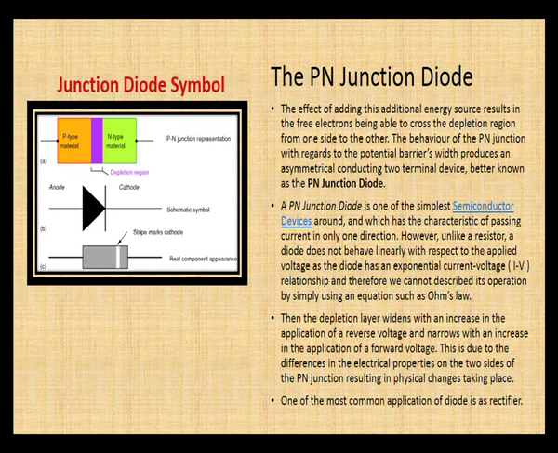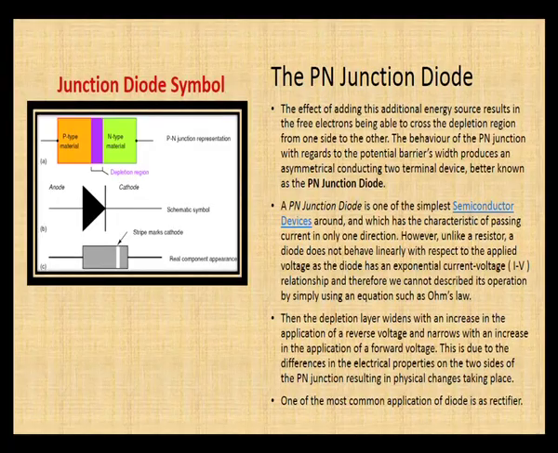The depletion layer widens with an increase in the applied reverse voltage and narrows with an increase in the applied forward voltage, which we will deal with in the further slides, on the forward and reverse types of bias in the biasing topic. This is due to the difference in electrical properties, which is mainly due to the addition of impurities. One of the most common applications of the diode is the rectifier.